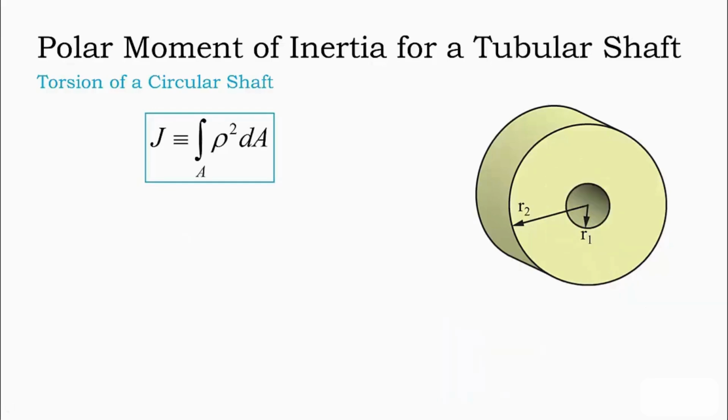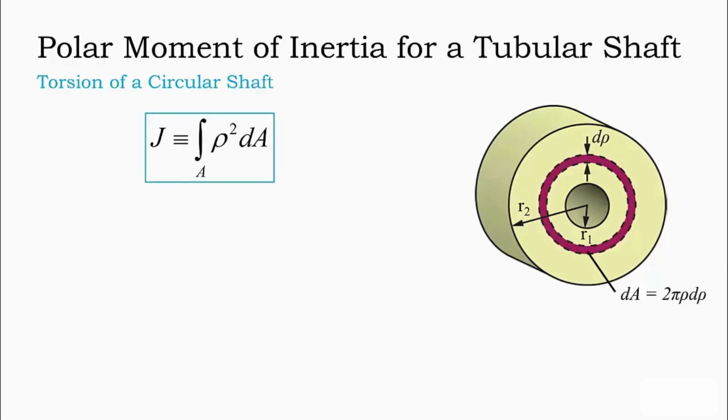Next, let's consider a hollow circular shaft with inner radius r1 and outer radius r2 as shown here. The definition of polar moment of inertia does not change. Furthermore, a small change in radial position dρ produces the same area element as before with a solid circular shaft. The only difference in transferring this result to our integral is that the limits of integration are changed.